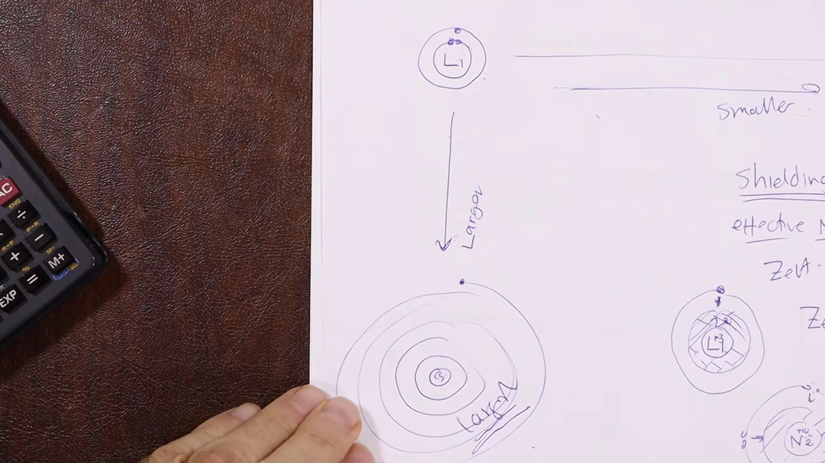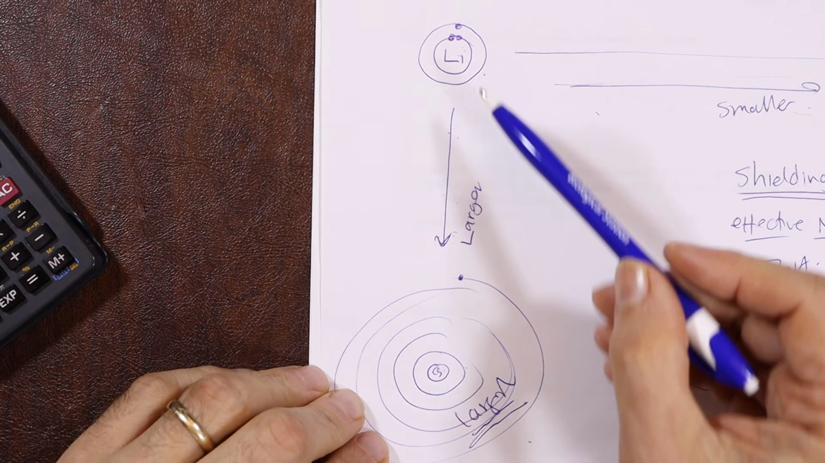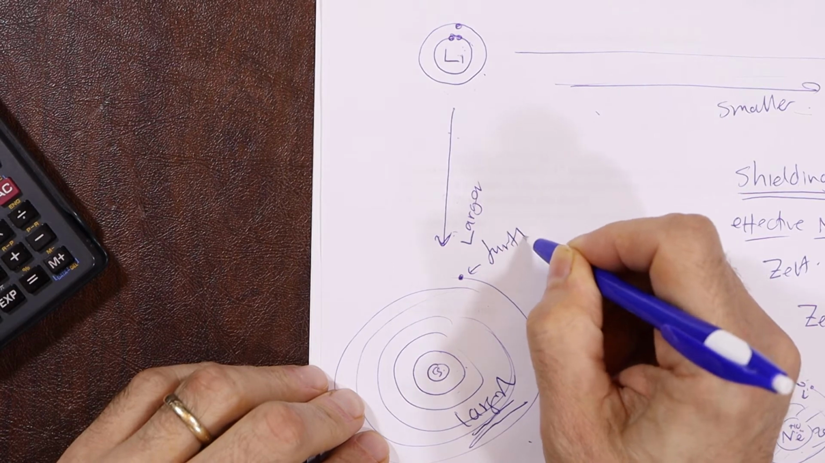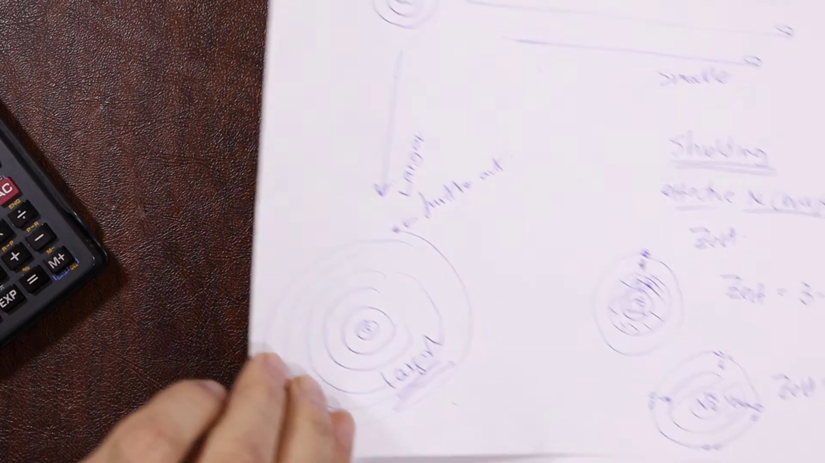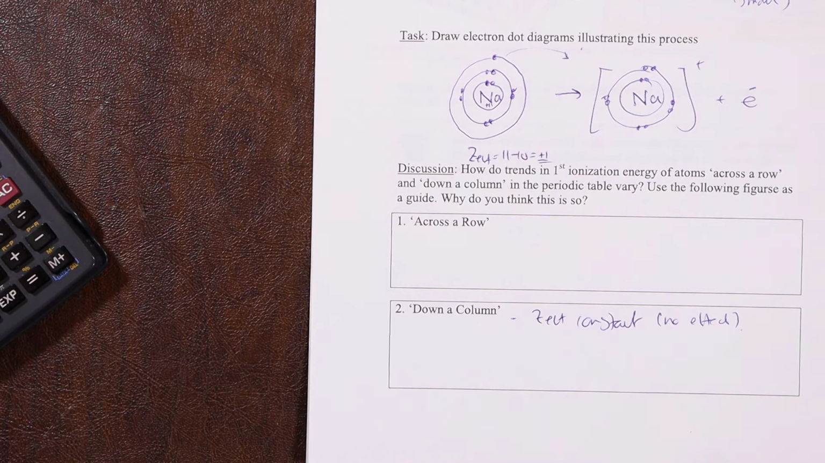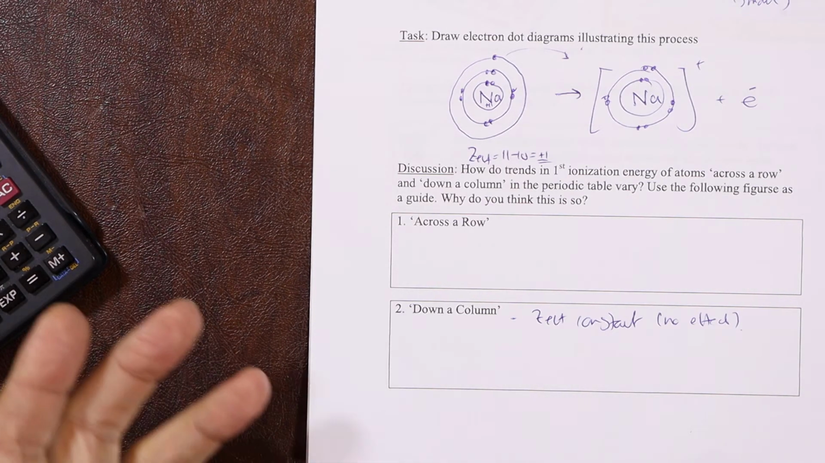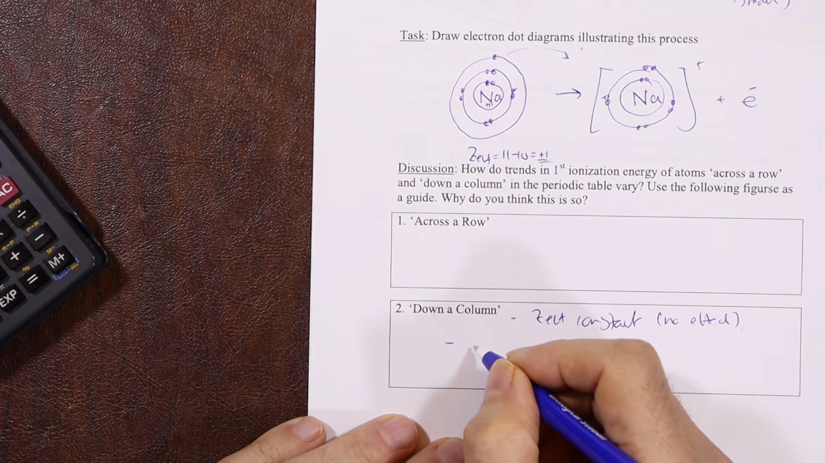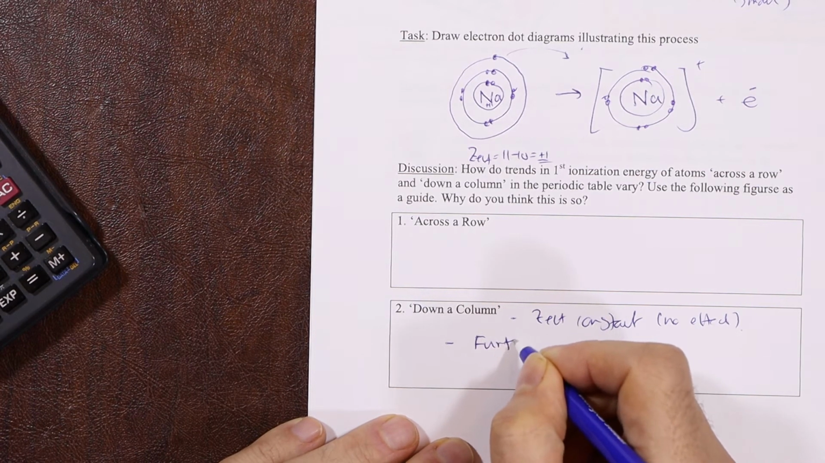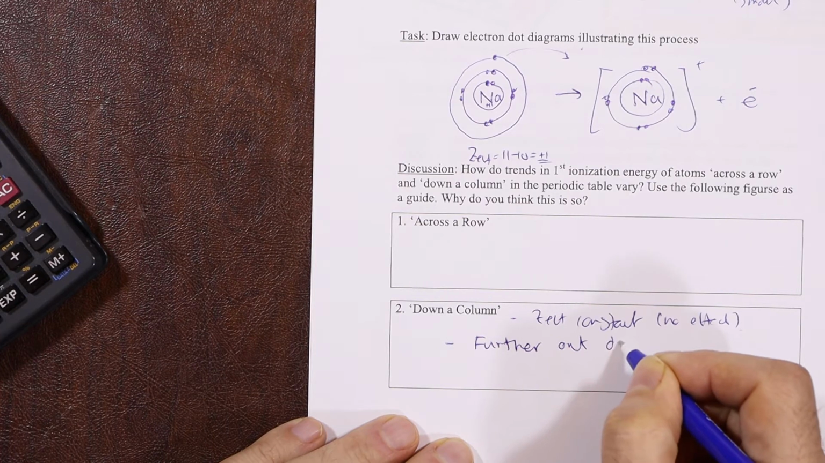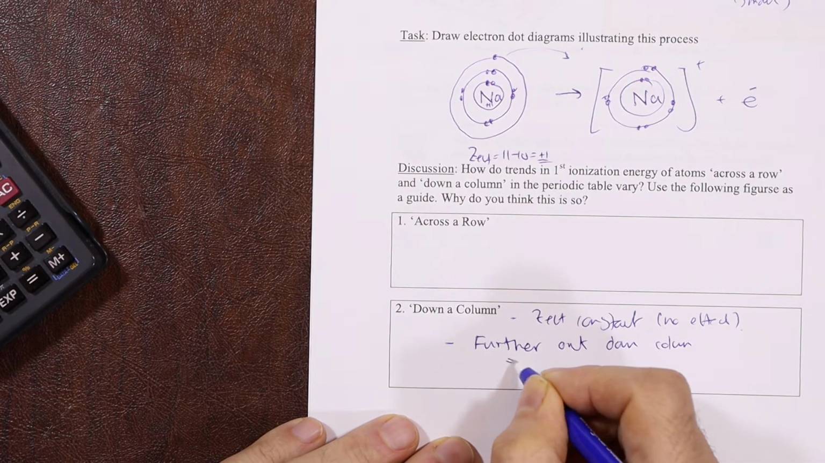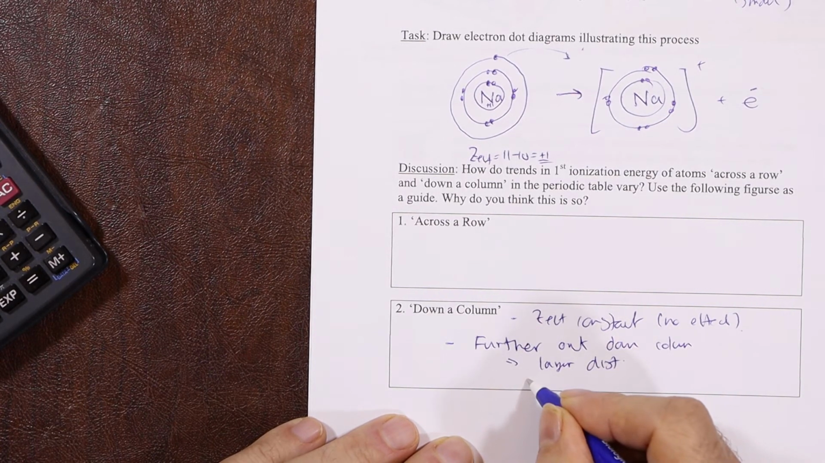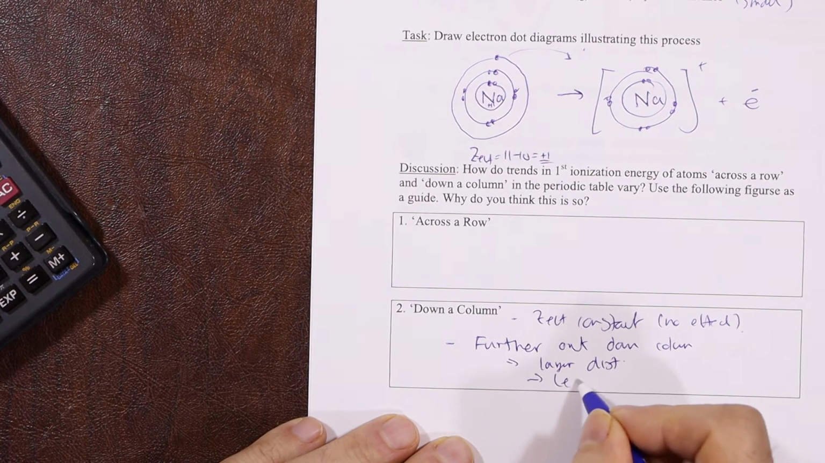However, what does change? As we saw in the last example with radius, as you go down, there are more and more layers, so that electron is further out. Now, what's easier to remove: a satellite in a high orbit where it's not feeling as much gravity, or one in a low orbit? Well, it's the high orbit. So down a column, because they are further out, there's a larger distance, and it's less strongly held.